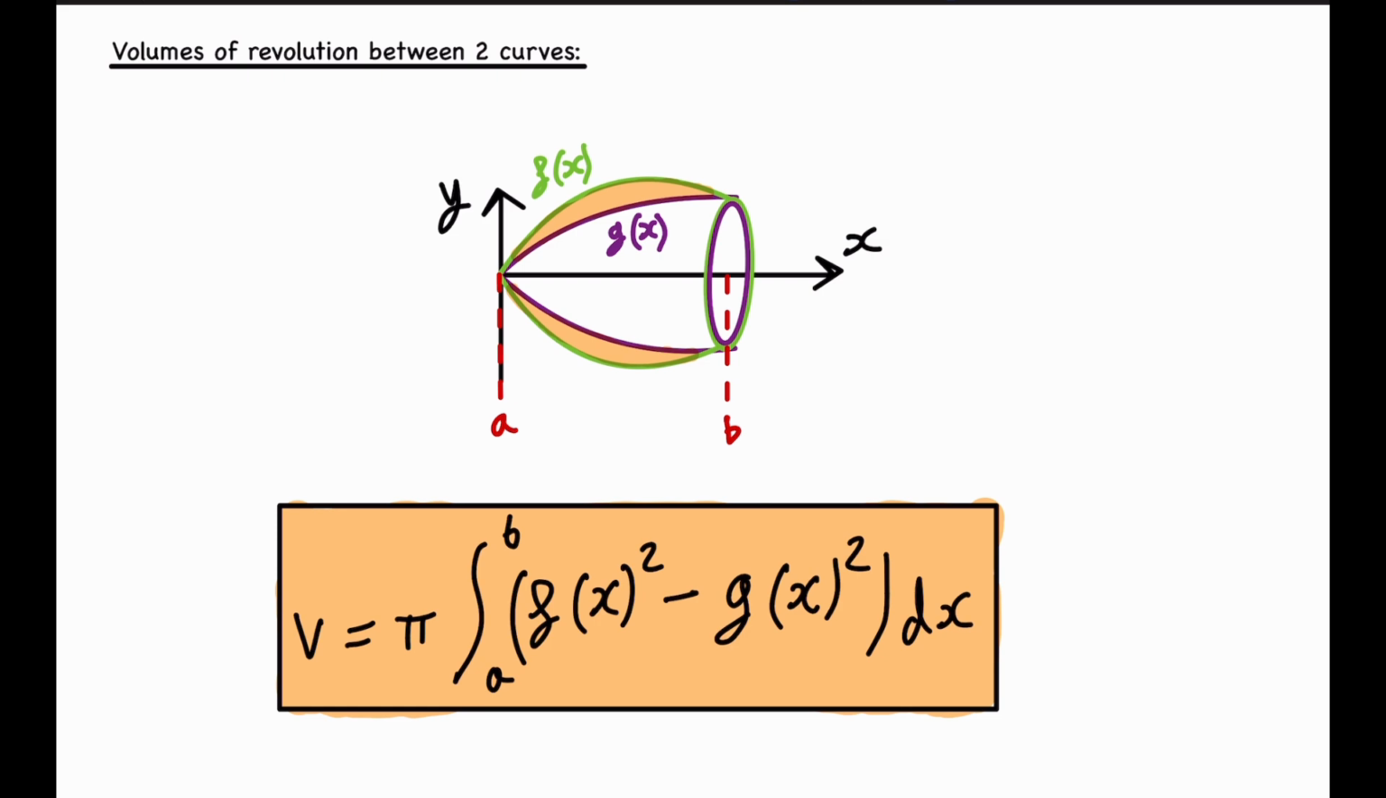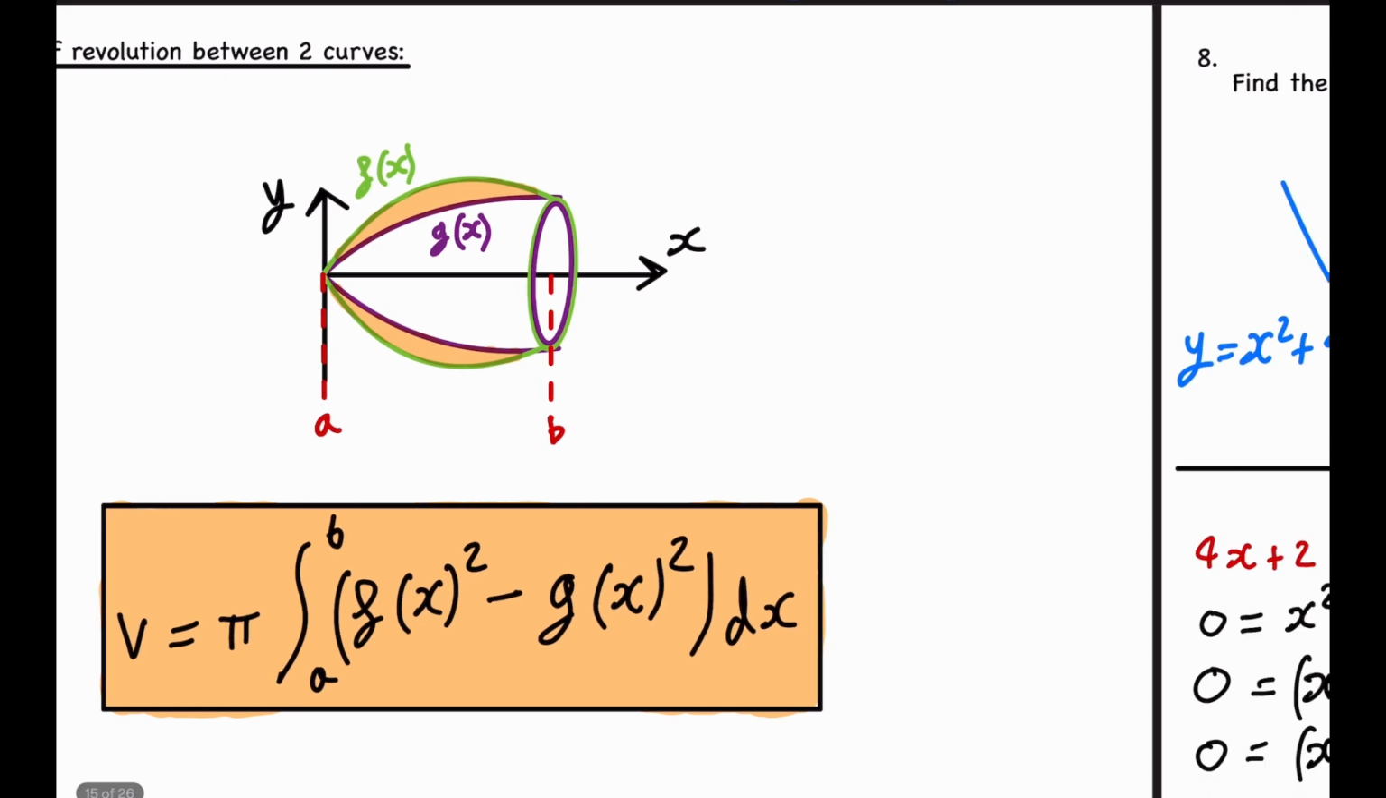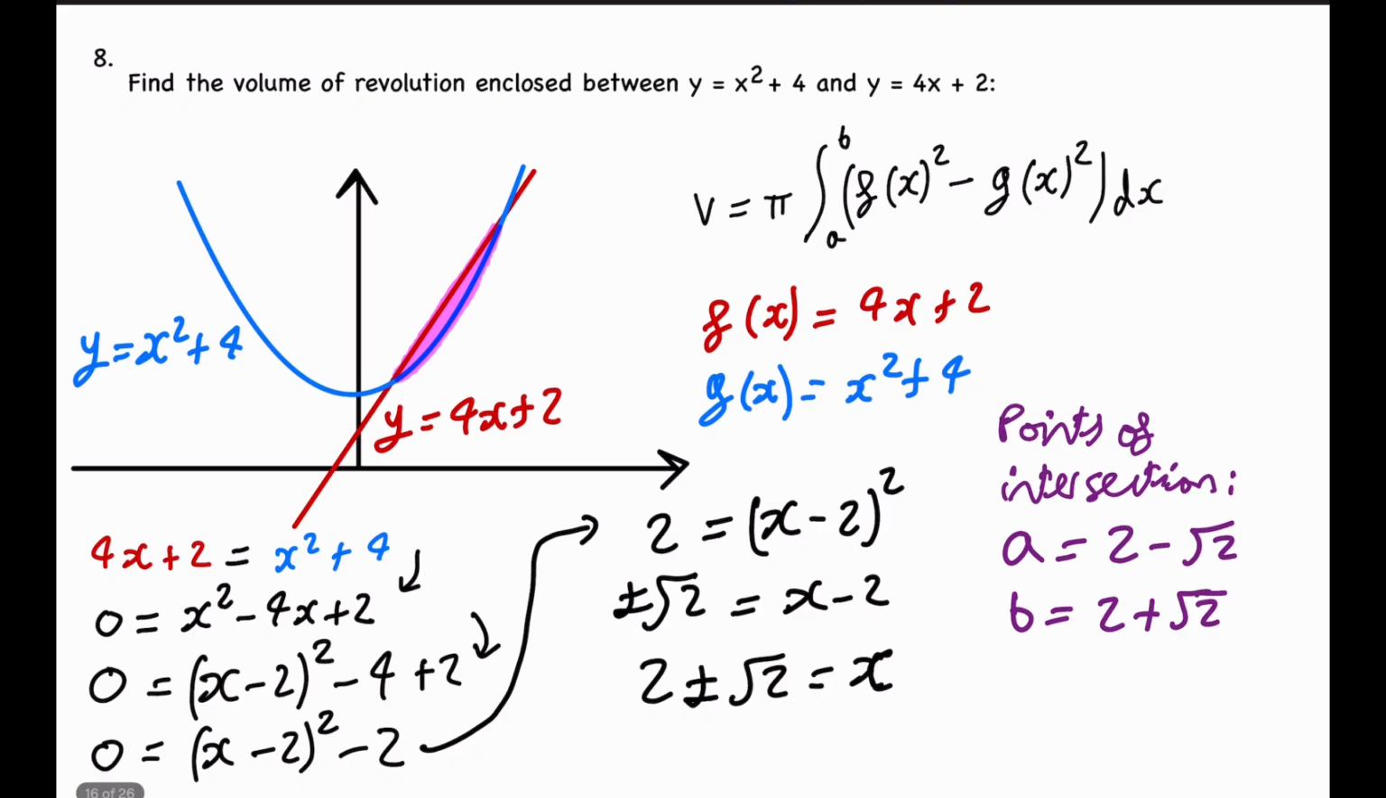So now let's move on to a question so we can see how this works. So in this case, it's asking find the volume of revolution enclosed between y is equal to x squared plus 4 and y is equal to 4x plus 2. So in this case, if we draw it out, using a graphical calculator, which you're allowed in A-level further maths, what you can do is actually look at the graphs, and you'll see that the y is equal to x plus 4 will look something like this.